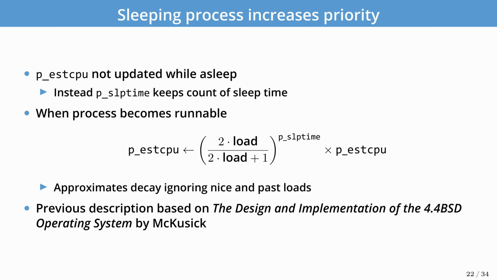The second thing that we do is when a program is asleep, we keep track of the sleep time. And as soon as it becomes runnable, we're going to adjust the estimated CPU, again with the load factor to the power of sleep time times the estimated CPU. Again, what we're doing is basically decaying the process's estimated CPU for how long it hasn't been running, but we've ignored the nice value in this case.